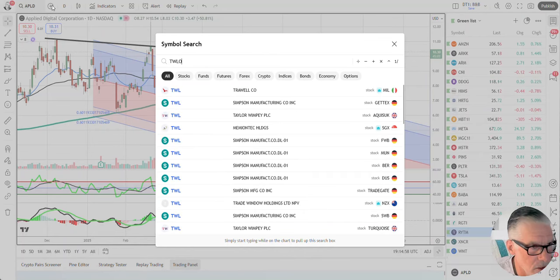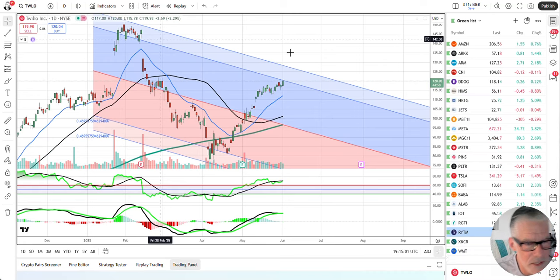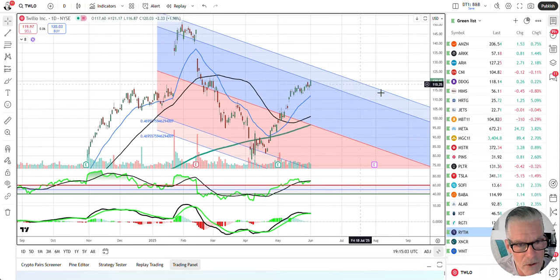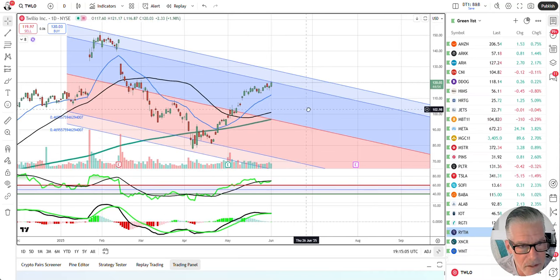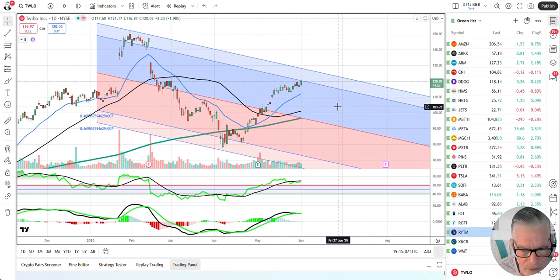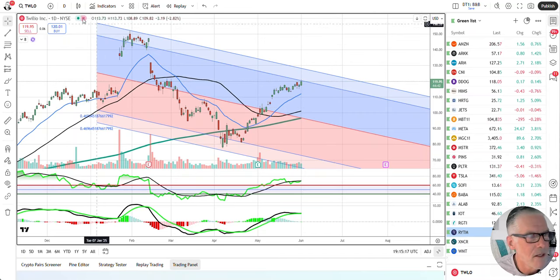Let's do one more. Twilio. So Twilio, I actually wrote an article somewhere over on Seeking Alpha, and I wrote an article for an online publication on Twilio. This was about 5-6 years ago now. It was in my family fund, had been for a long time. Let me see the weekly chart.